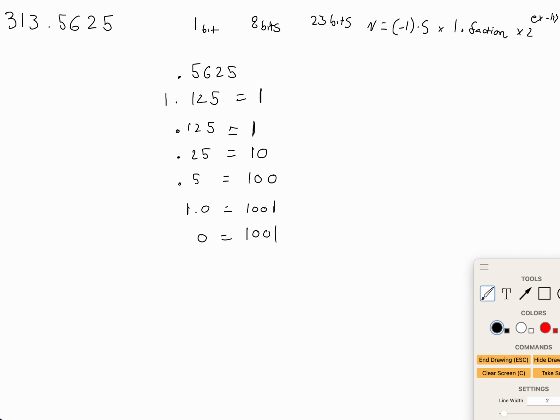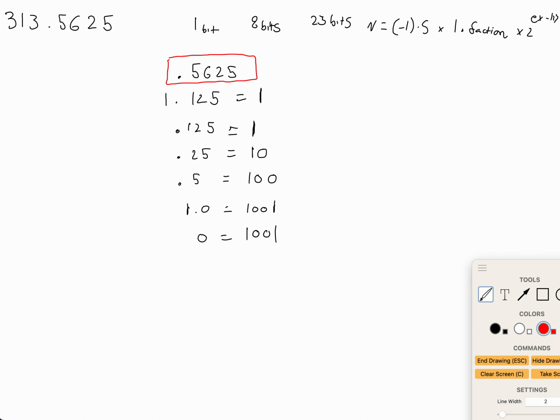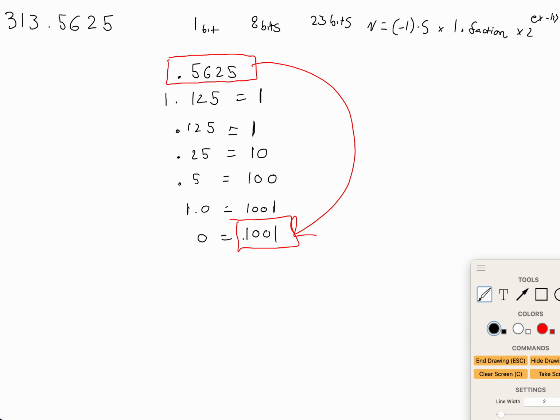So what that is telling us is that 0.5625 in decimal is 0.1001 in binary. Okay? So that is the first part of our solution, converting the second part to binary: 1001. Now we have to convert the first part, the left side of the decimal point.